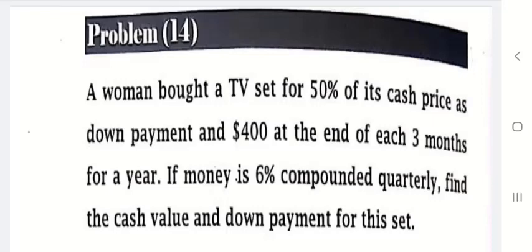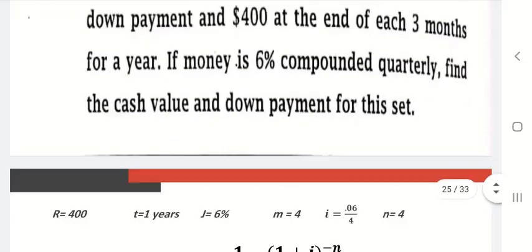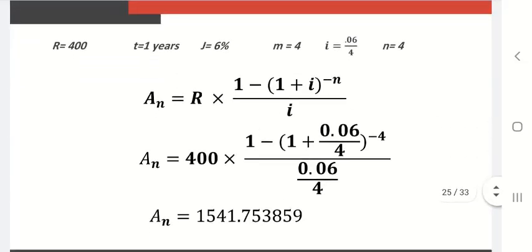And because R equals $400 at the end of each 3 months for a year, there are 4 annuities. If money is worth 6%, so J equals 6%, compounded quarterly, so M equals 4, and I will be equal to 6% over 4. By substituting R equal 400, T equal 1 year, J equal 6%, M equal 4, I equal 6% over 4, and N equal 4.